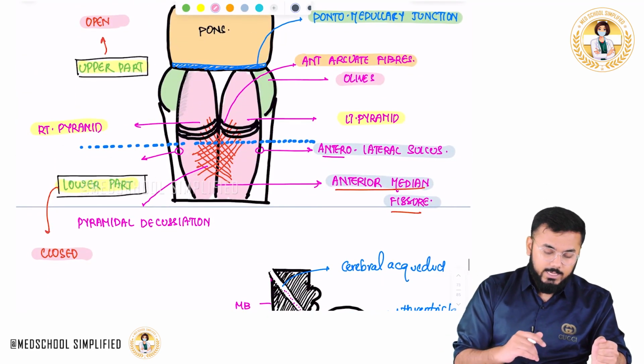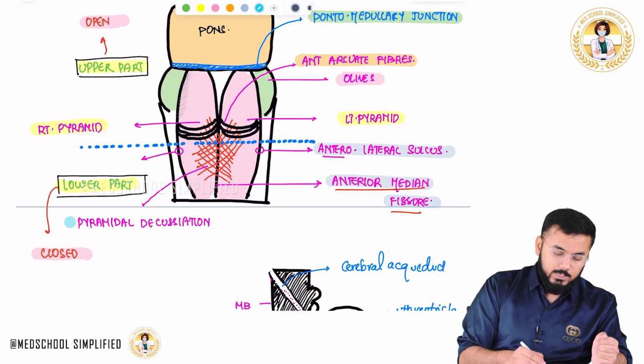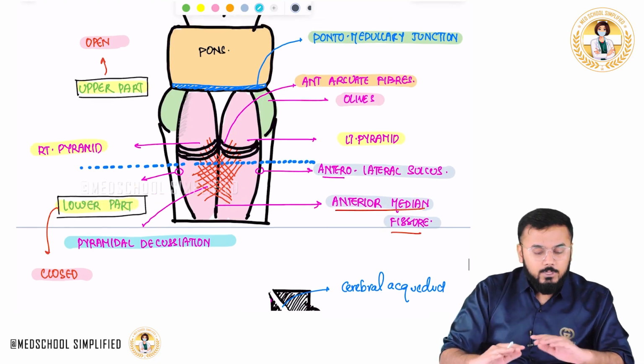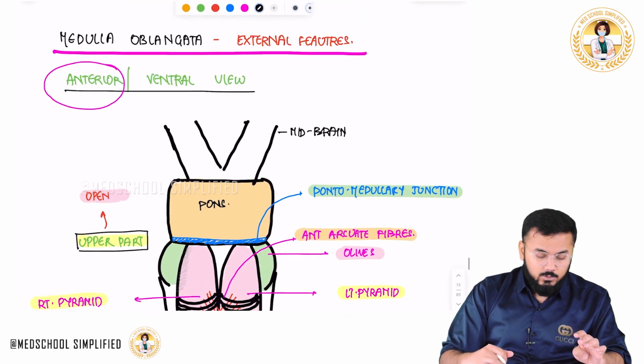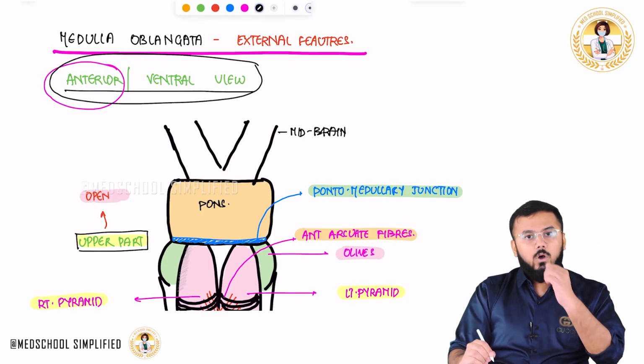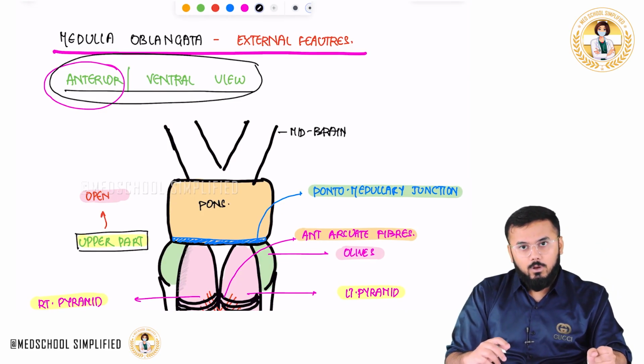And there is a decussation here. What is this decussation? Yes, this kind of decussation is called pyramidal decussation. Okay, so I hope you are clear. This is all about the anterior view or the ventral view of the external features of your medulla oblongata.